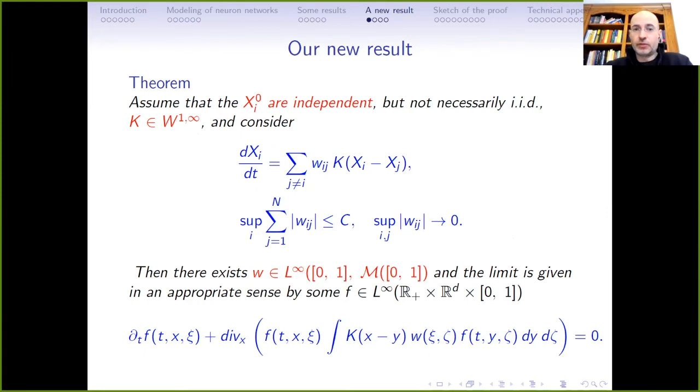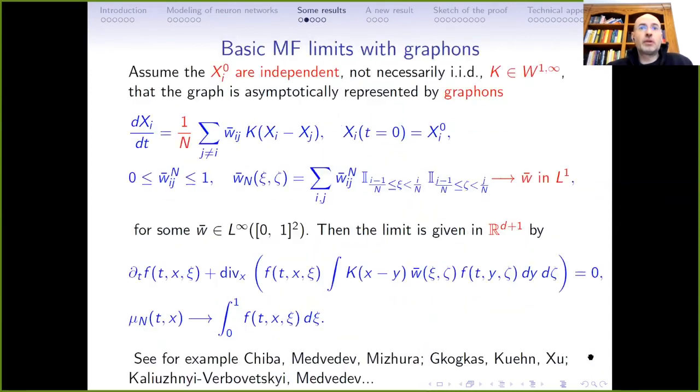Instead, this is our new result. So I'm considering the same original system. And I'm just assuming the 2 bounds that I told you about from the first slide. Total degree is bounded. Each connection weight goes to 0. Then there's a notion of extended graphon such that we still have the same limit. Right? This is the limit that I had written here.